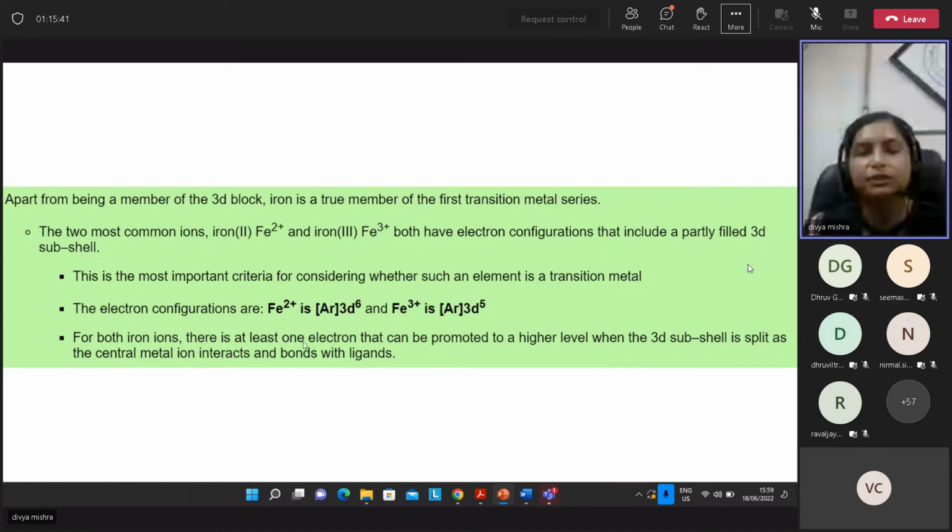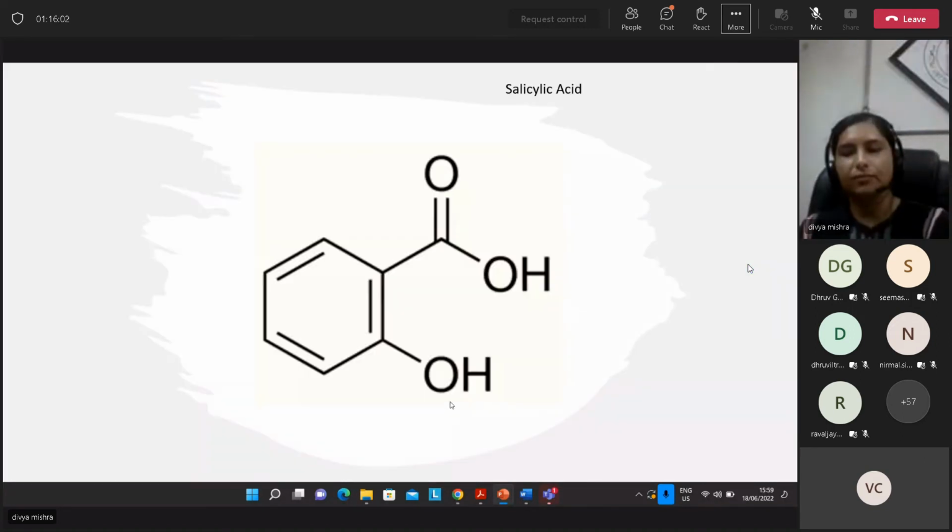Okay, so what is happening? At least one electron can be promoted to a higher level when the 3D subshell is splitting, and it will split when your central metal ion, which is Fe, interacts and forms bonds with the ligands. Now this is your salicylic acid, very common.